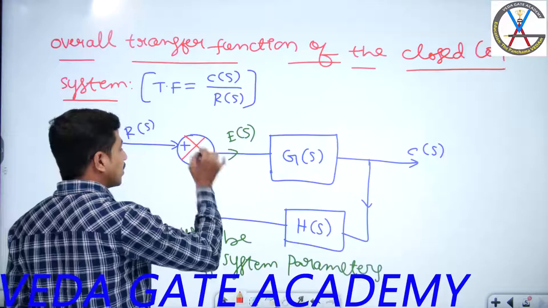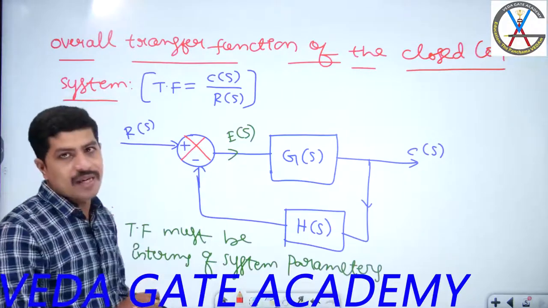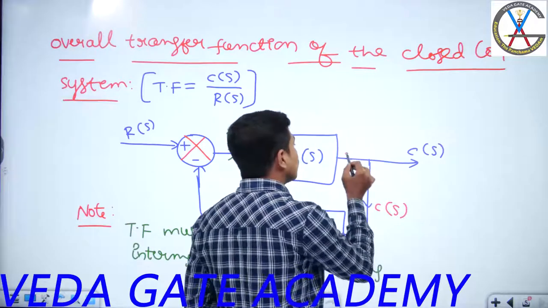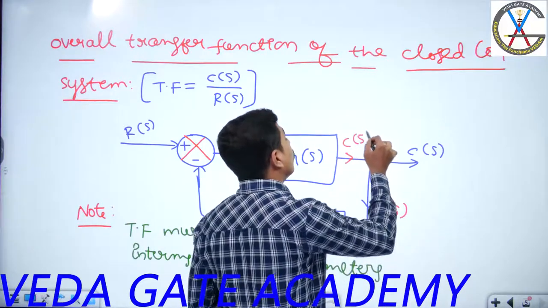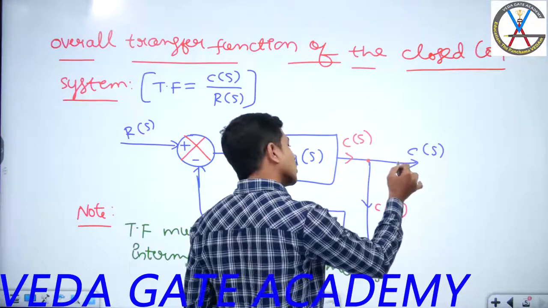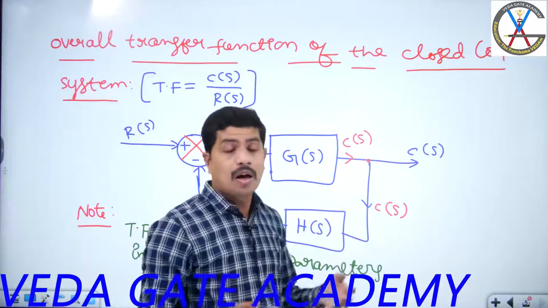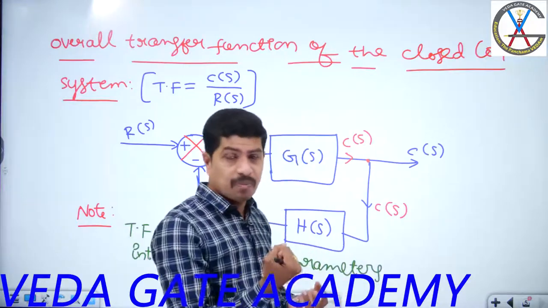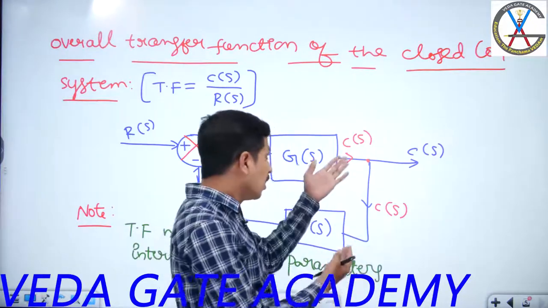Now, we will understand in this way. We want C of S by R of S. What is this one? This one is C of S. What is this one? This one is also C of S. I told you why this is C of S, this is C of S, this is also C of S. I gave an explanation that we are taking that signal for the purpose of measurement. We are not taking it completely.